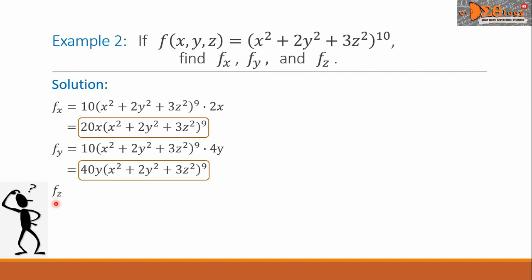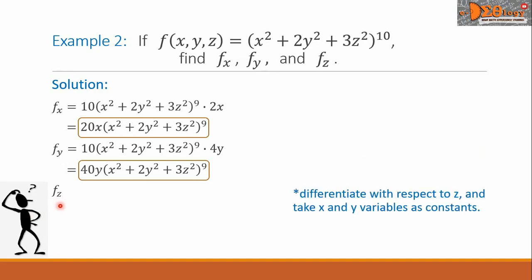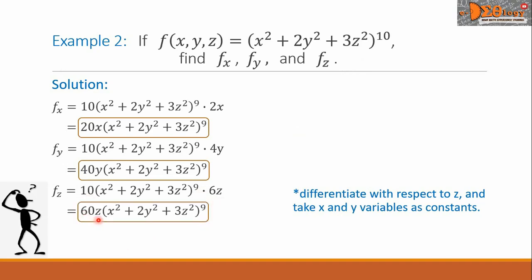Next, f sub z, partial derivative of f with respect to z. We're going to differentiate this function with respect to z, meaning the x and y are taken as constants. So the derivative is 10 times x squared plus 2y squared plus 3z squared, and this is raised to power 9 times the derivative of 3z squared, which is 6z. Simplifying further, 10 times 6 will give 60, and then we write the z here, and the trinomial that is raised to power 9. This is our final answer.